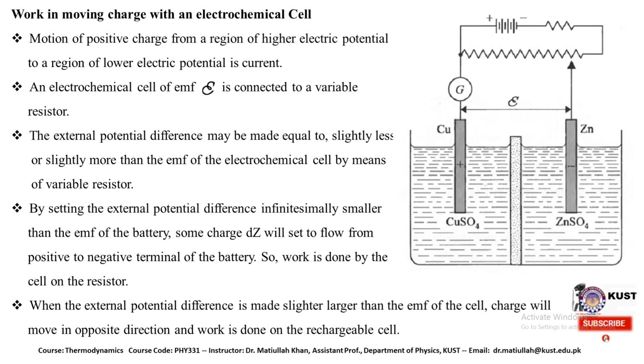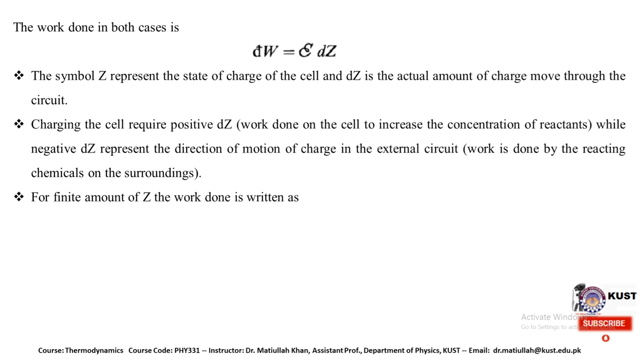So we have the work done, but anyhow the magnitude of work done in both cases is the same, and it depends upon the EMF of the battery. And dz is actually the magnitude of charge, that is, the actual amount of charge that is moved through the circuit, and z represents the state of charge of the cells. E is again the electromotive force, epsilon.